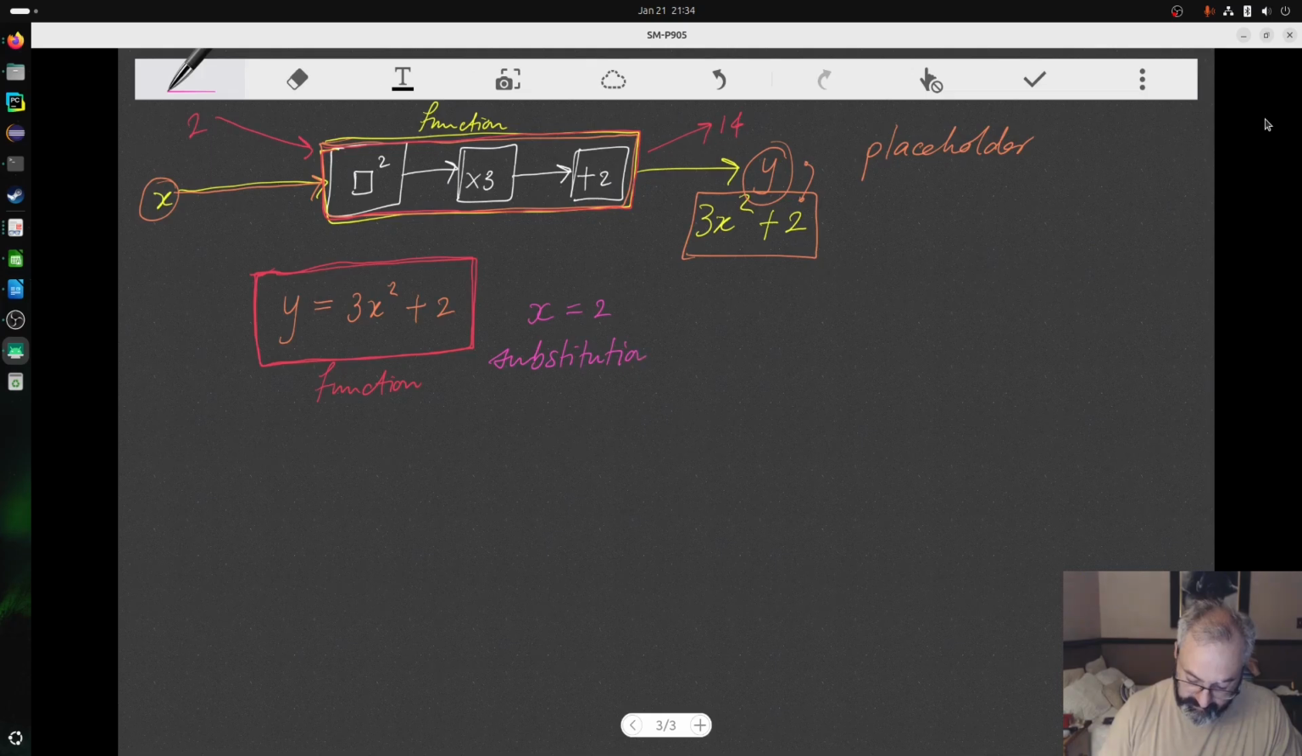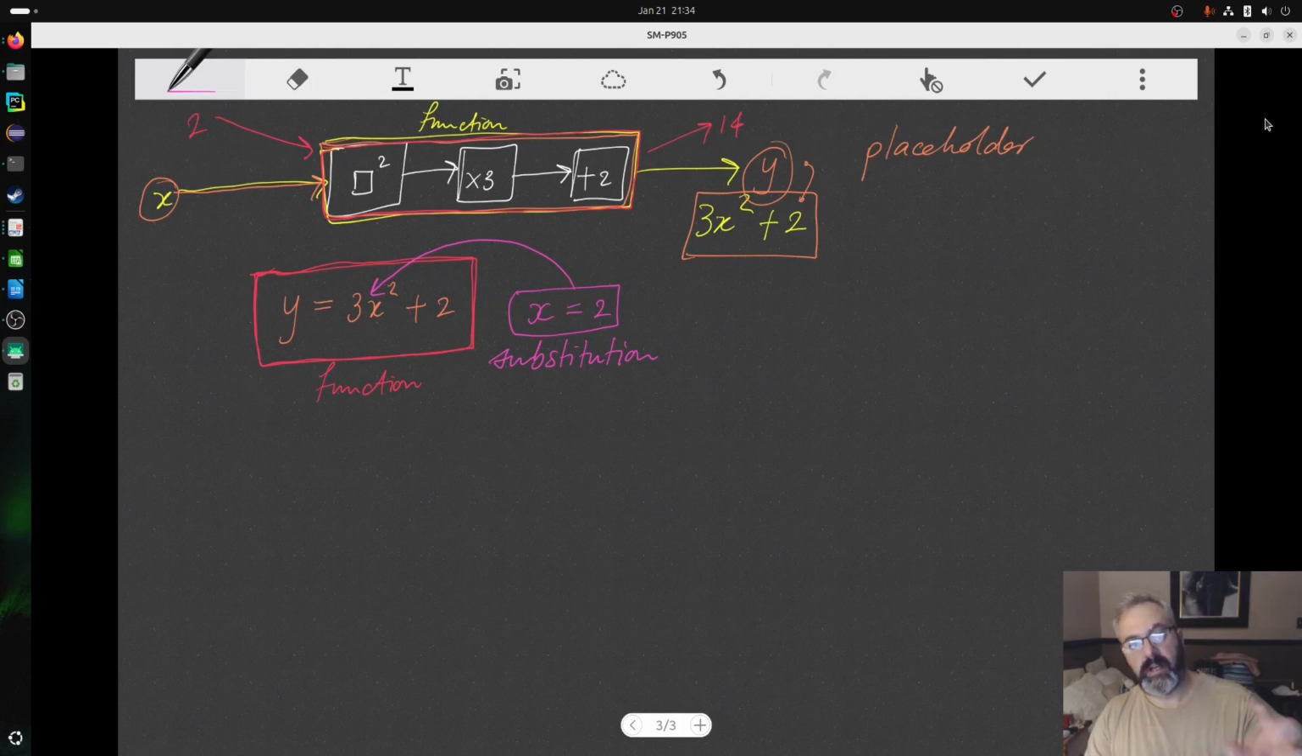Substitution. And what that means is we take this known value of x and put it into the spots where we had unknown placeholders in our function. So what we are doing is substituting the unknowns with known values. Okay, so let's see what happens now.